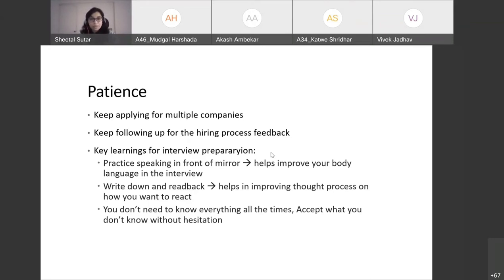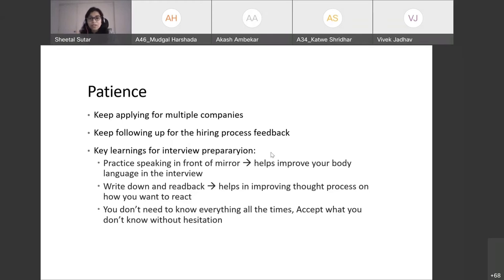So write down. Try to be the interviewer. You are taking an interview of some different candidate. Imagine whatever your background is, that background's candidate is in front of you. What all questions will you ask that candidate? Try to imagine like that and then prepare a checklist for yourself: if this question comes up, I will answer this. You write down what you will answer. You make a habit of writing down what you want to talk.